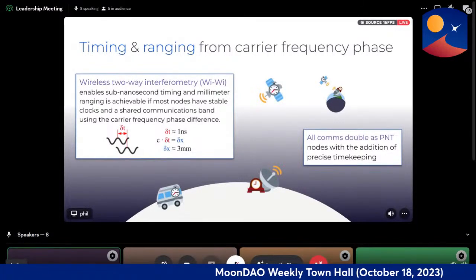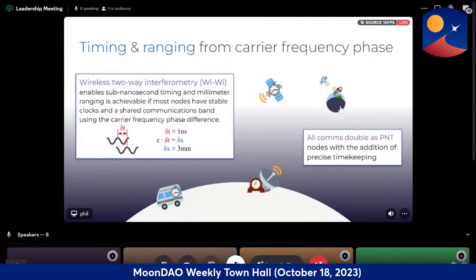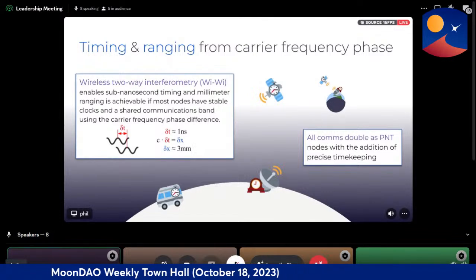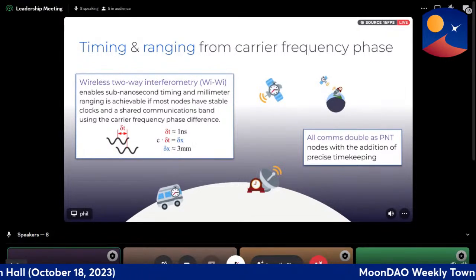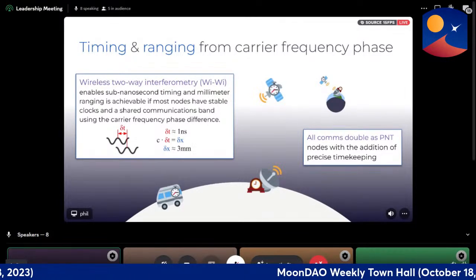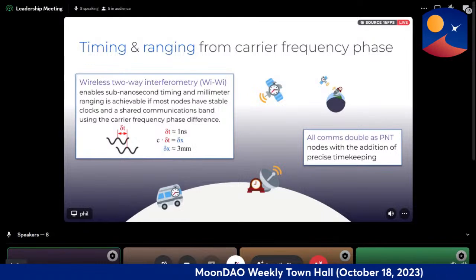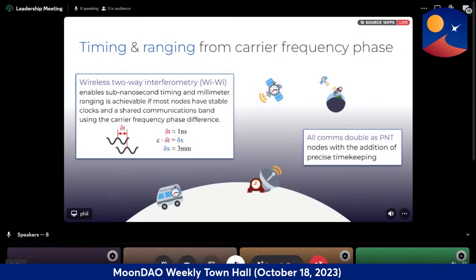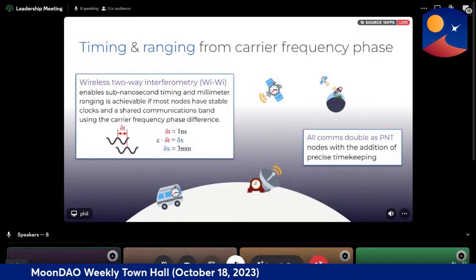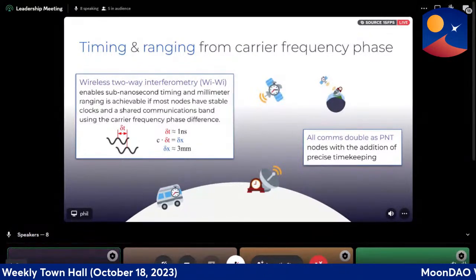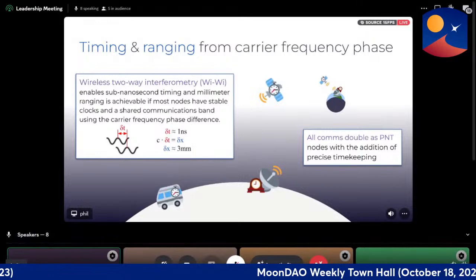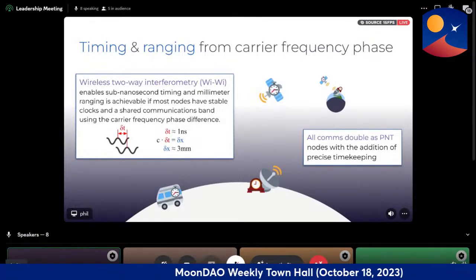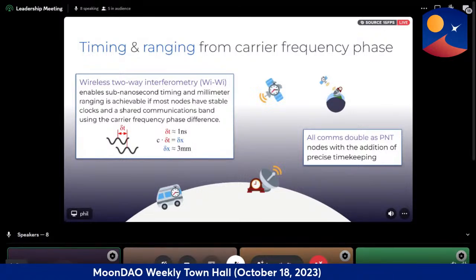to the nanosecond level, then position is velocity times time. The velocity of light is a constant. We measure the delta t, so just by measuring that delta t, we get the distance between them to 3 millimeter precision or better.